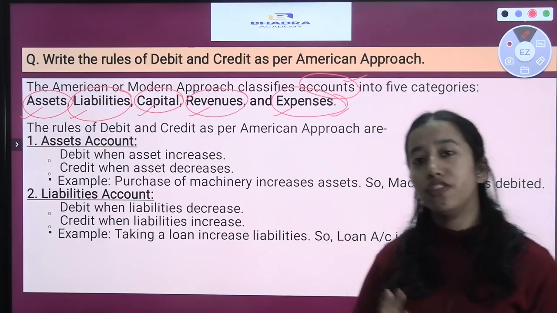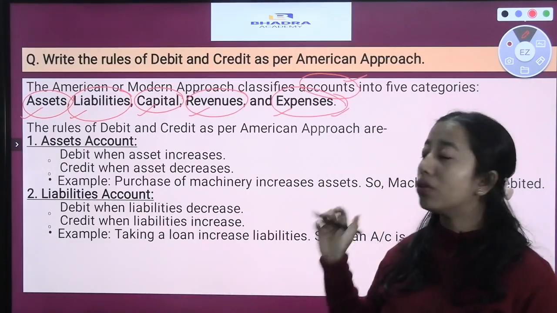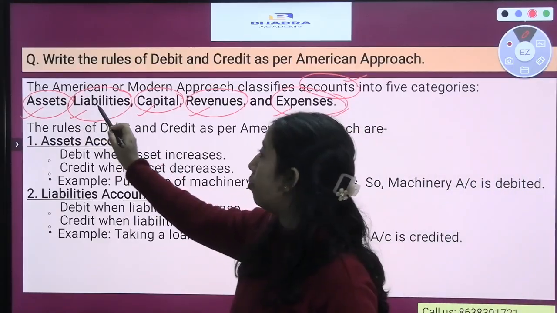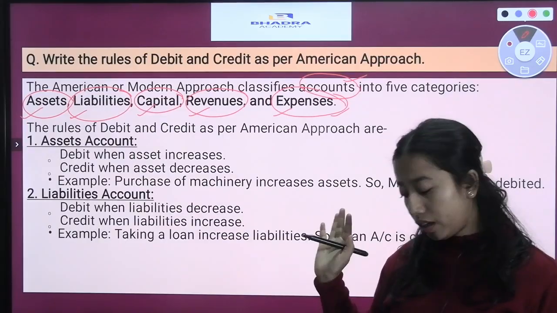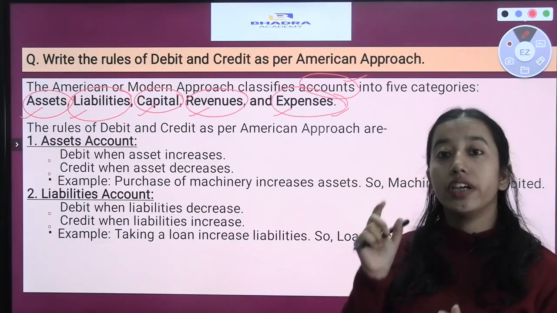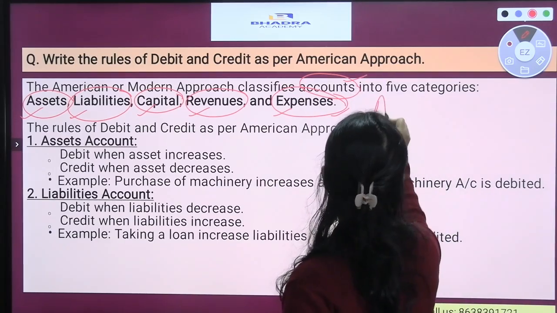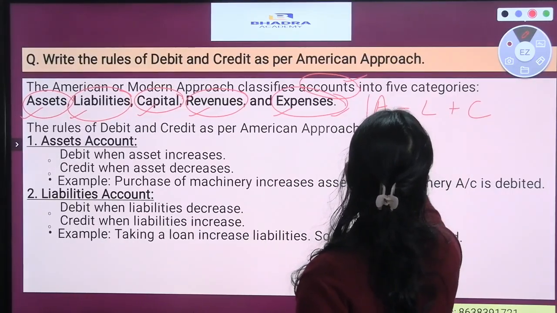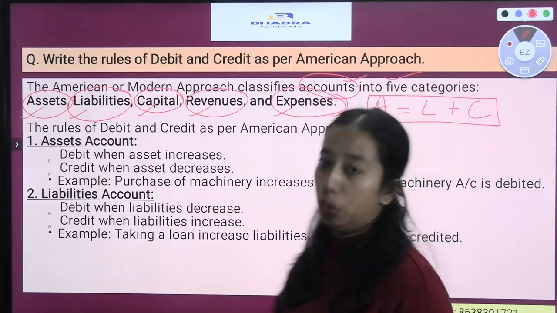So all the types of ledger accounts that are prepared in the process of accounting are divided under these 5 categories: assets, liabilities, capital, revenue, and expenses. We also have to understand that there is an accounting equation that this American approach follows. That is, assets is equal to liabilities plus capital. This is the basic accounting equation that the American approach follows.